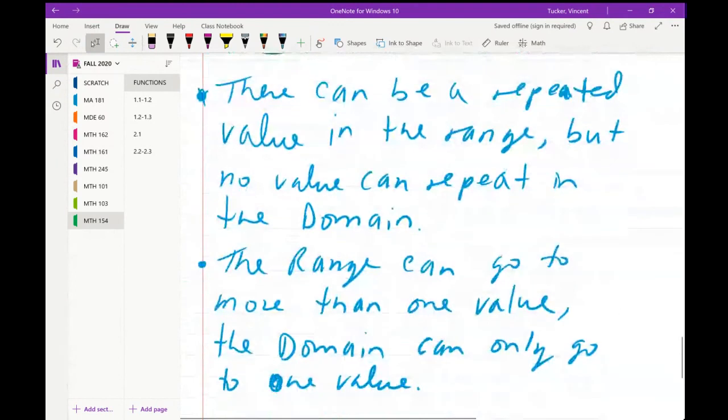All right, so that's just what I said here. There's different ways of looking at whether something is a function or not. There can be a repeated value in the range, but no value can repeat in the domain. Or the range can go to more than one value, but the domain can only go to one value.